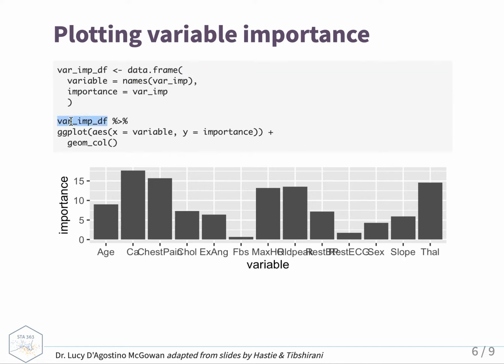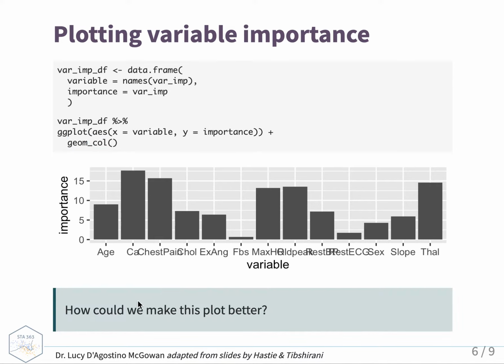And then I can take that data frame and run a ggplot function on it, where on the x-axis I have the variable, and on the y-axis I have importance. I'm using geom_col to make columns here. So this plot leaves a little bit to be desired. How could we make this plot better? I think there's several ways.